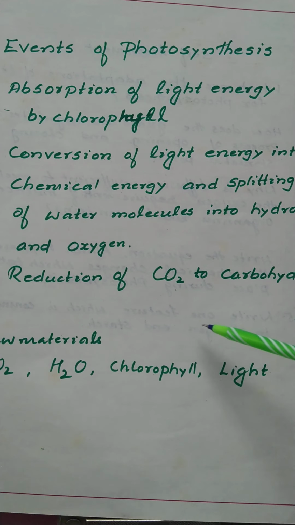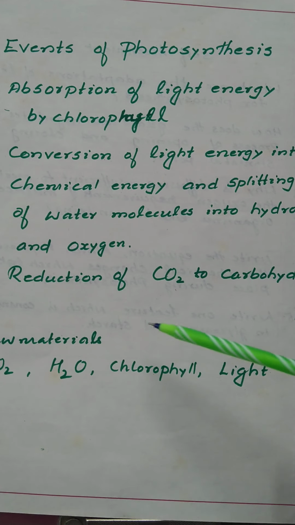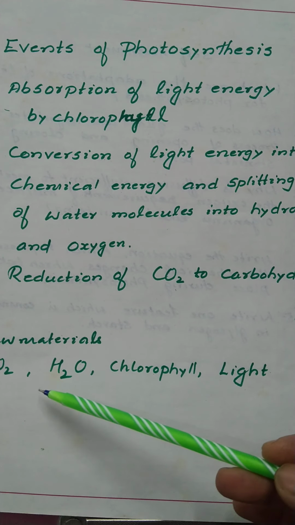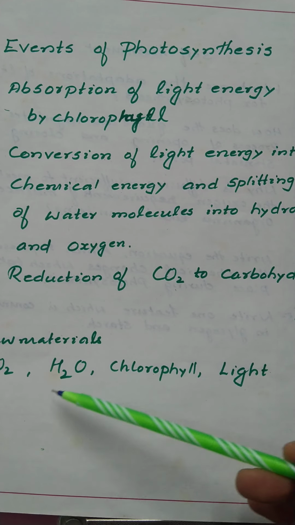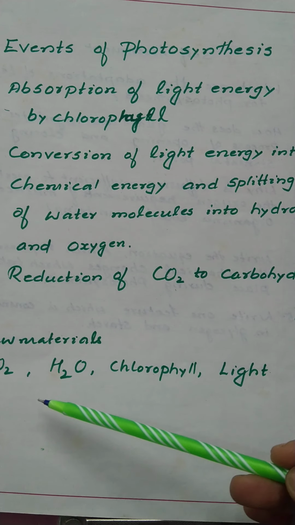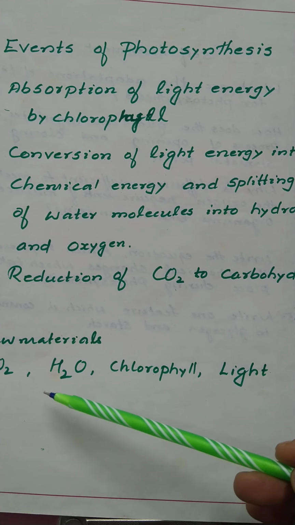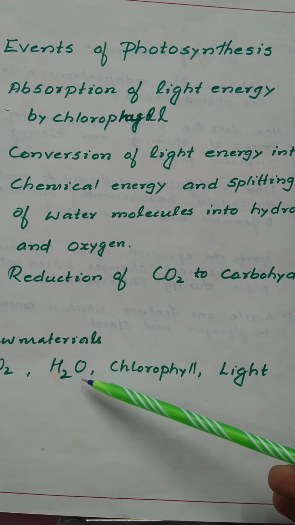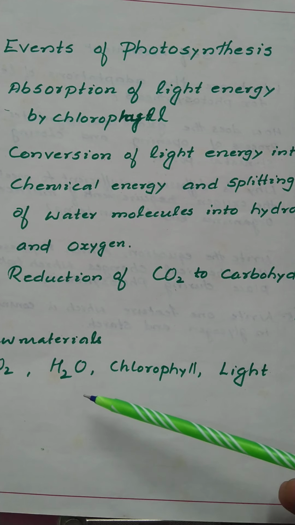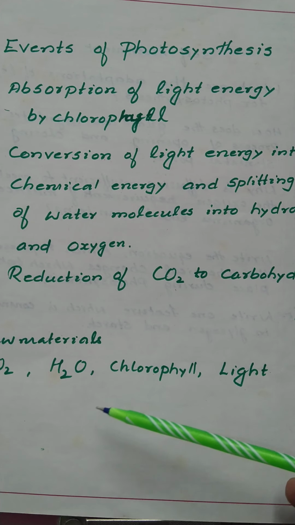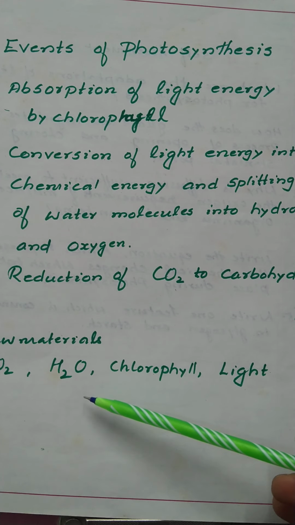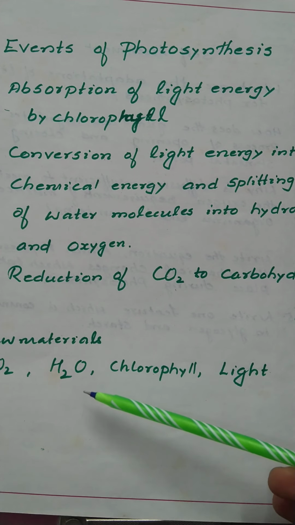And what are the raw materials used for photosynthesis? So raw materials are carbon dioxide, which is released into the atmosphere during respiration and enters the leaf through stomata. You already know what stomata are. They are tiny pores present on the surface of the leaves. Then the next raw material is water. It is transported upward through xylem tissues to the leaves and then to photosynthetic cells. You know what xylem tissues are? They are the water conducting tissues seen in plants.